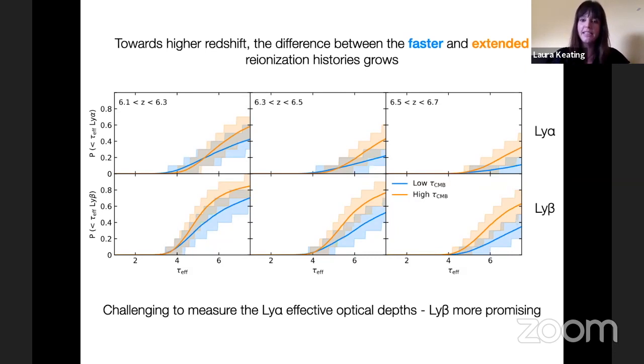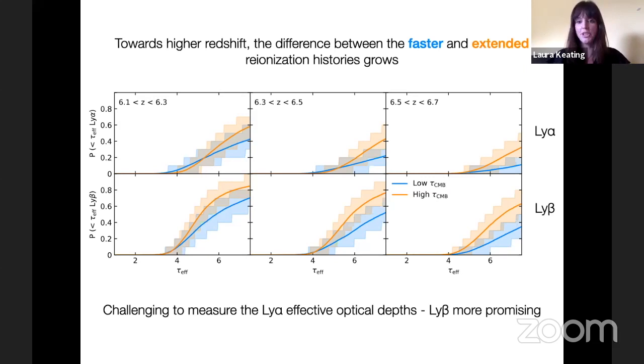And it seems that although there is a difference in the Lyman-alpha, most of the difference is at the higher optical depth range, which will be challenging to measure because a lot of the data there is only upper limits. But if you look at Lyman-beta, you still see a larger difference, even at more moderate optical depths, which should be accessible, and that's something that we could actually measure.